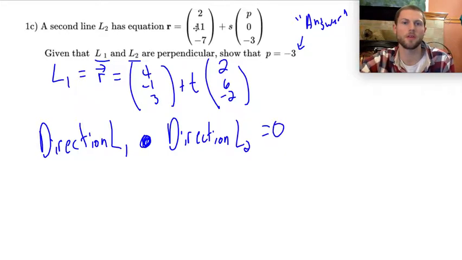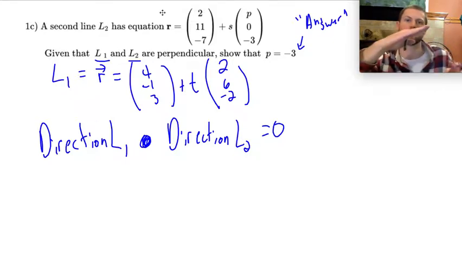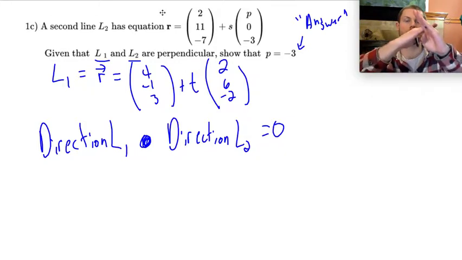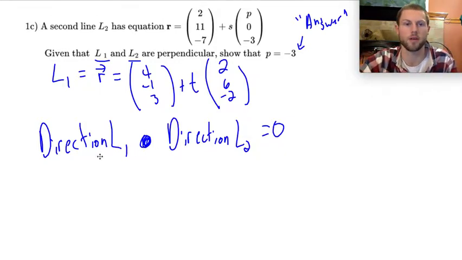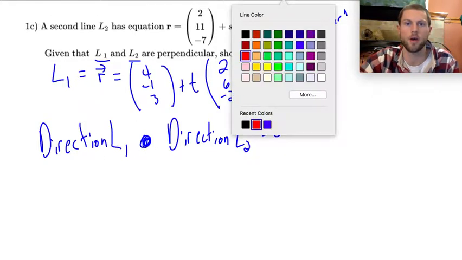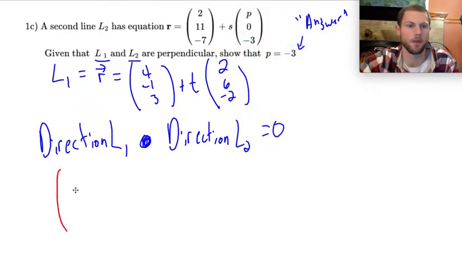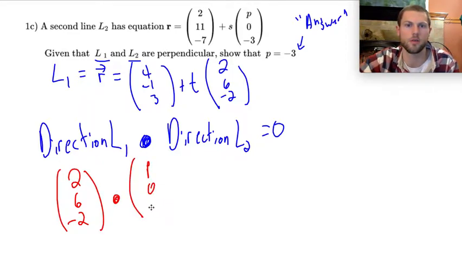I don't really care about these position vectors, because I just care about the direction of this line and the direction of the other line. So really, all I need is the dot product of those two vectors. Let's take the dot product of the direction vector for L1, (2, 6, -2), with this direction vector, (p, 0, -3). Knowing that they're perpendicular, the dot product should equal 0.